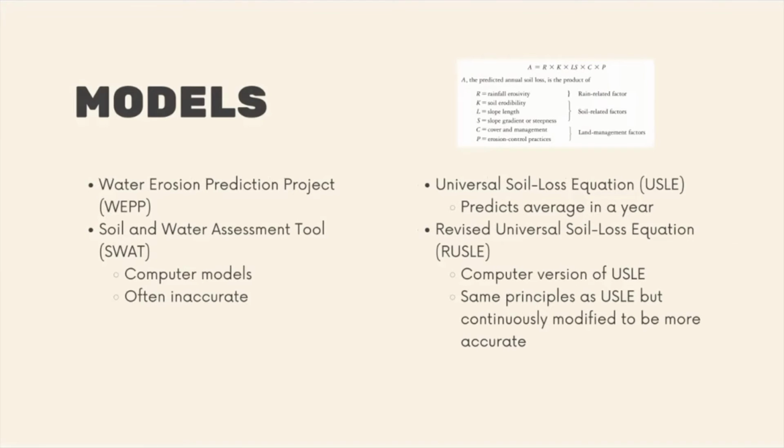The next section is going to be about predicting water erosion. Some of the models are going to be the Water Erosion Prediction Project and the Soil and Water Assessment Tool. These are computer models, but they're often inaccurate. So the standard is actually the Universal Soil Loss Equation, which predicts the average soil loss in a year. And then there's also the Revised Universal Soil Loss Equation, which is basically just a computer version of the Universal Soil Loss Equation, and it uses the same principles, but it's continuously modified to be more accurate.